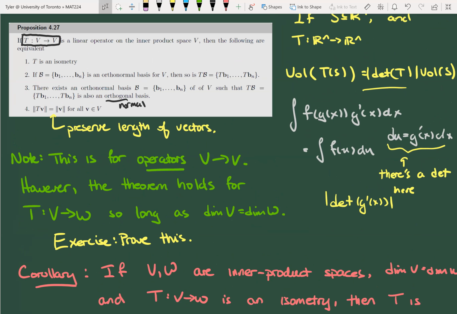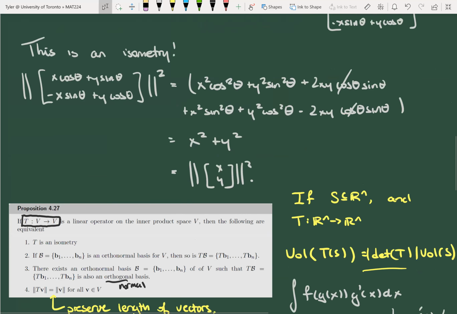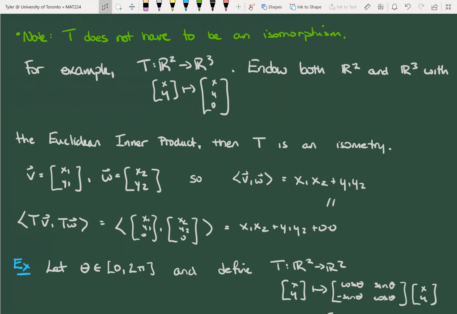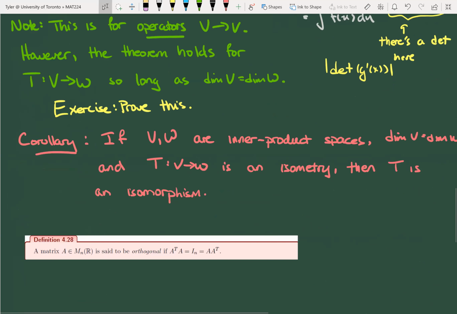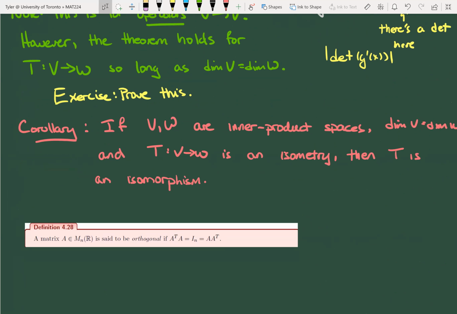But this only works if the dimension of V and the dimension of W are the same, right? Because I gave an example above of this map from R2 to R3 here at the top of the screen, where this is an isometry that doesn't map an orthonormal basis to an orthonormal basis. What fails? Precisely that the dimensions are not the same. You've got R2, a dimension 2 vector space on the left, and R3, a dimension 3 vector space on the right. So dimensions have to be the same. Okay, so hopefully that helps you there.